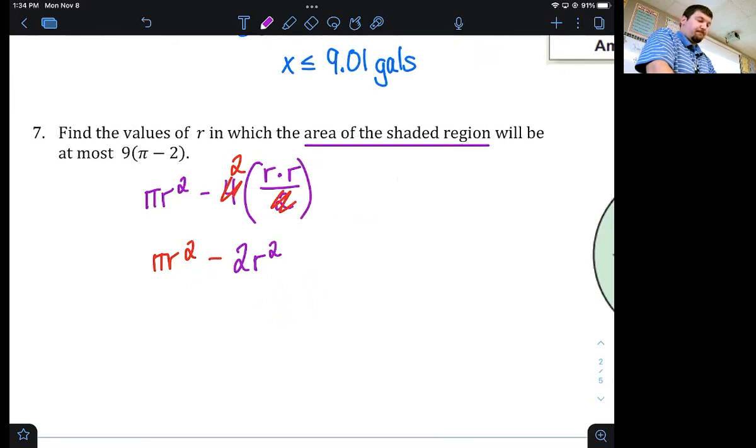All right. Now, that represents the area of the shaded region. Pi R squared representing the full circle, and 2R squared, not pi, 2R squared represents the area of all 4 of those triangles that make up the square. I want that to be at most 9 times quantity pi minus 2. So if I said at most, does that make 9 quantity pi minus 2 a minimum or a maximum? It makes it a maximum. So I want the area to be less than or equal to that, so it doesn't exceed 9 pi minus 2.